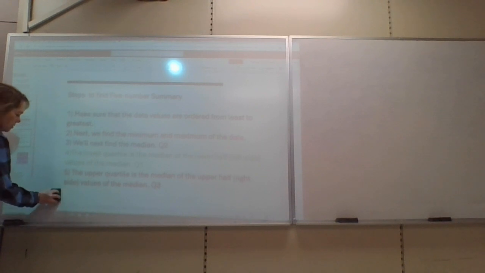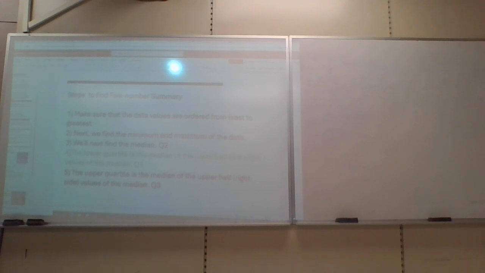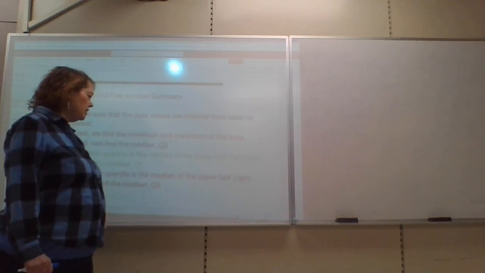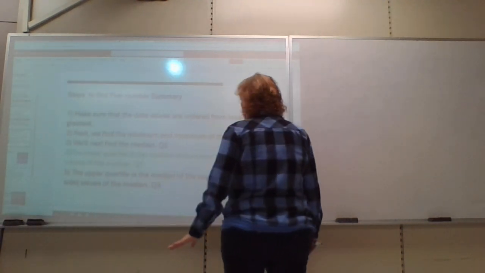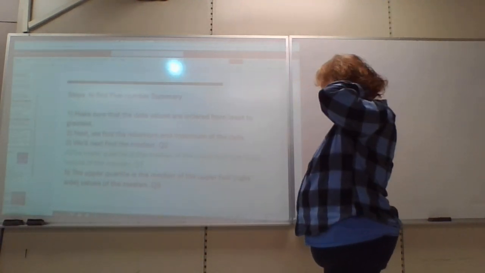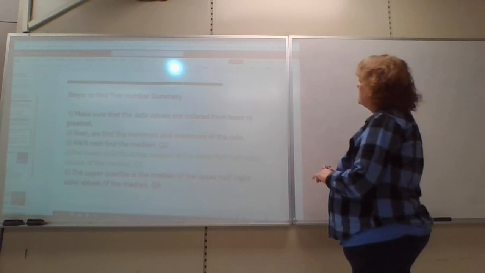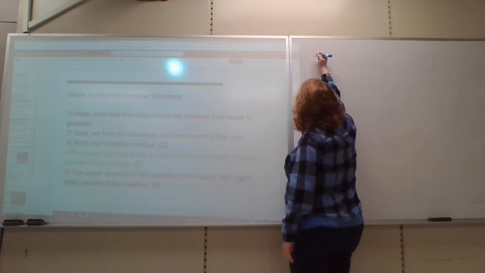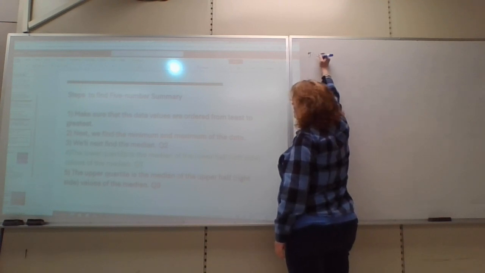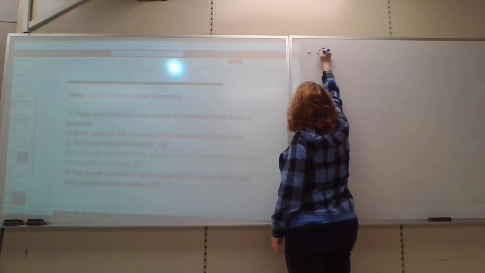Here are the steps. You may want to write this down or take a picture of it, but this is very important. Now I'm getting ready to show you how to do the five number summary. First, you have to make sure that your data values are ordered from least to greatest, so you have to put them in order. Next, you need to find the minimum and max of the data. So we're going to have a 5-point summary. It's called a 5-point summary.